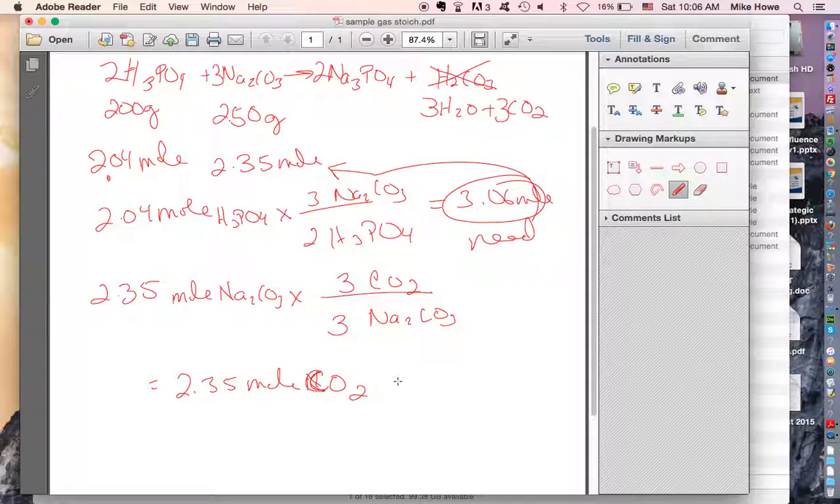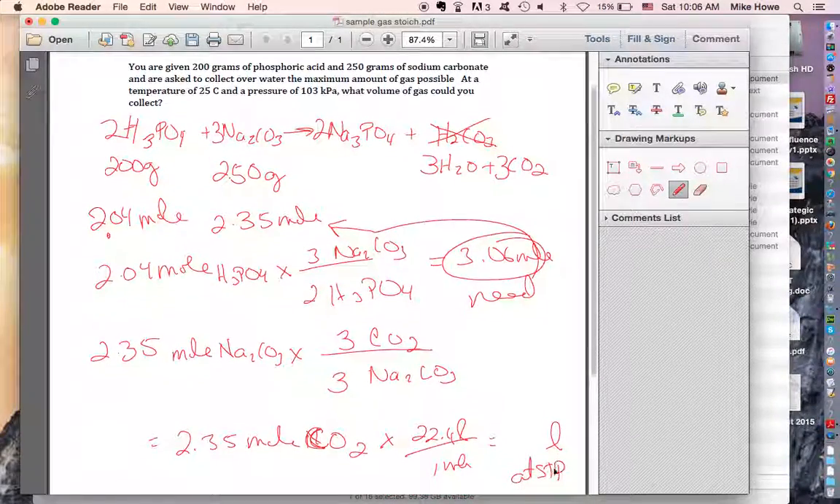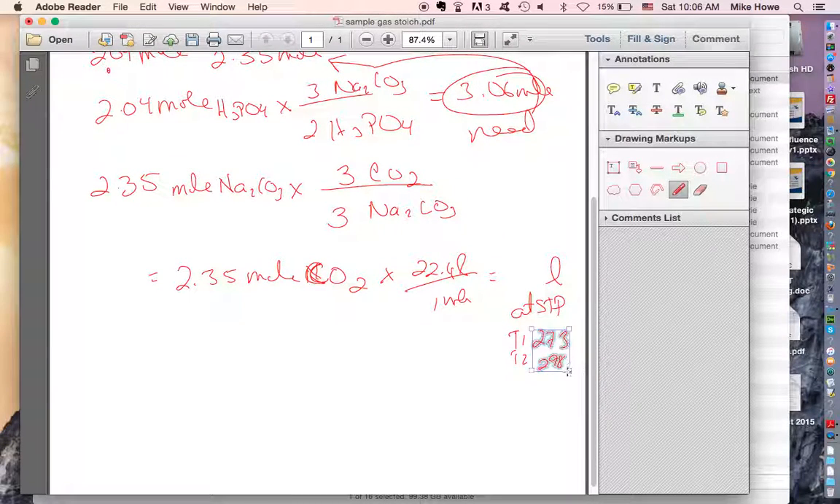Alright, so now we got 2 ways we can go. We can go 22.4 liters per mole. That would give us some number of liters of gas, but that would be at STP. Then you'd have to set up a T1, T2 problem. I'm not going to go ahead and work this all out, but remember that T1 would be 273. T2 would be 298. No, is it 298? Yes, 298 because it was 25 C. These are both Kelvin temperatures.